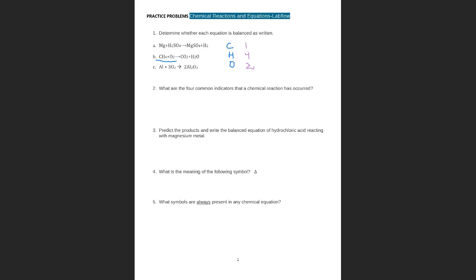And how many carbons do I have on the product side? I go to the other side here and I say I have 1 carbon, I have 2 hydrogens, and I have how many oxygens? 2 here plus 1 here, right? So what do I need to do to balance the equation?